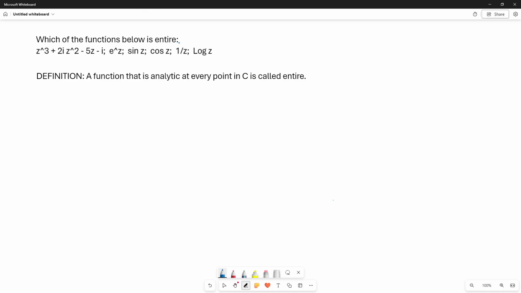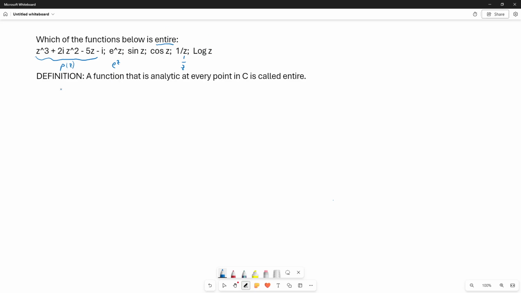Which of the following functions is entire? We have a polynomial, p of z. We have e to the z. We have the sine and cosine of z. We have 1 over z. And we have the principal branch of the log of z.